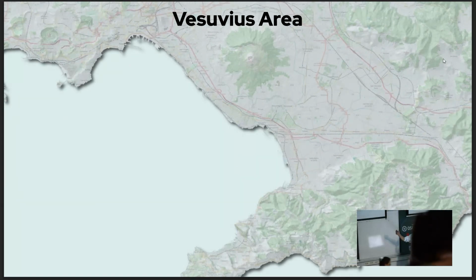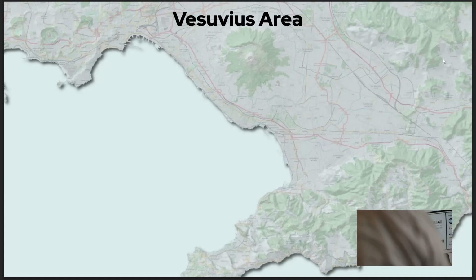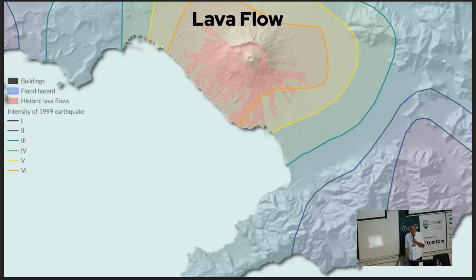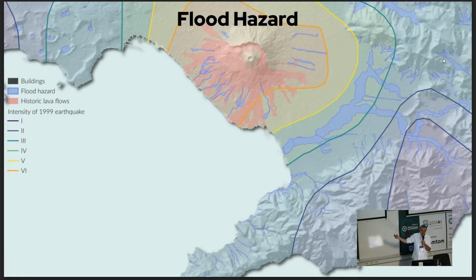There's the volcano, there's Naples, and here is the shake map, the intensity of an earthquake that occurred under the volcano in 1999, and you see strong shaking around the edifice of the volcano and then weaker around it. Here's the historic lava flow. This is the flood hazard for this area, and here are the buildings.